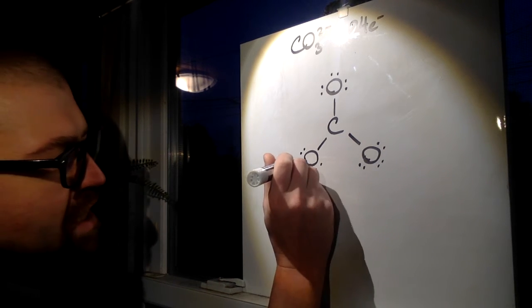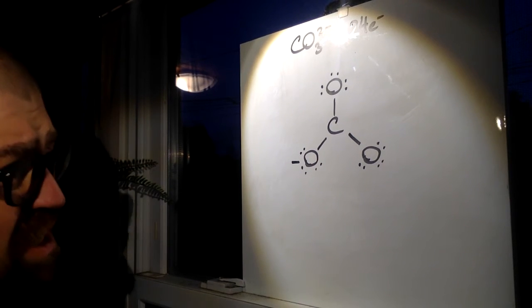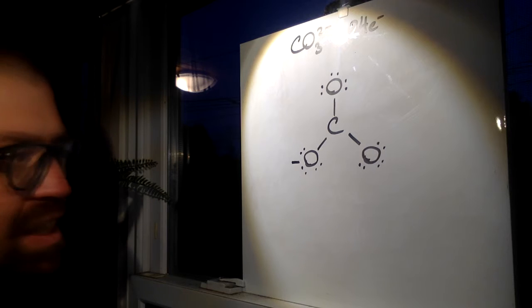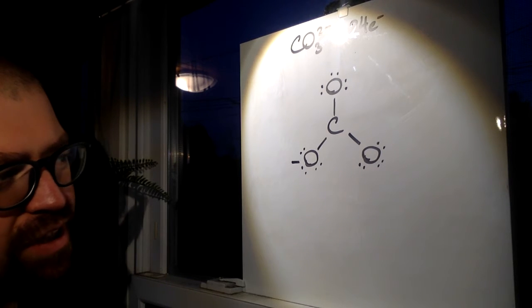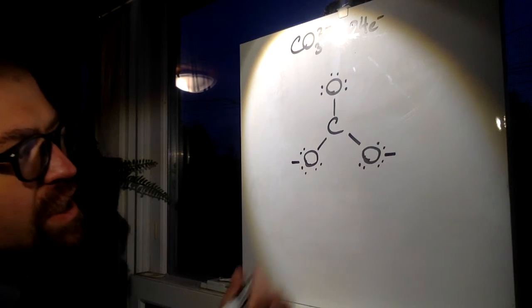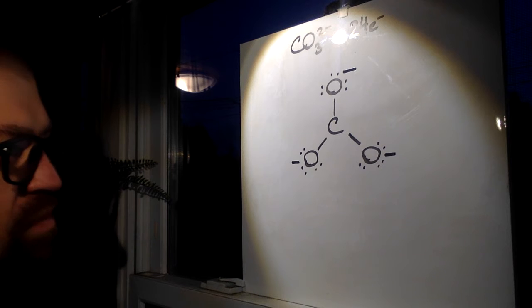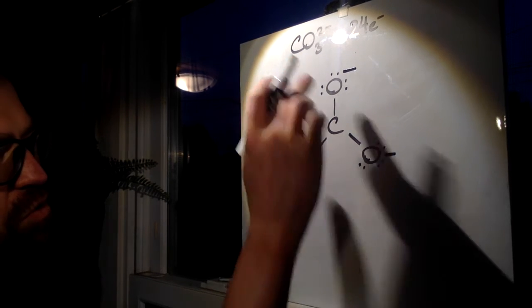So we're going to give that a negative charge because looking at the periodic table, oxygen should have only 6 directly on it. But in this case, there are 7 directly on it. So we're assigning it a negative charge. This one as well, and this one as well. So right now we have these 3 negative charges.